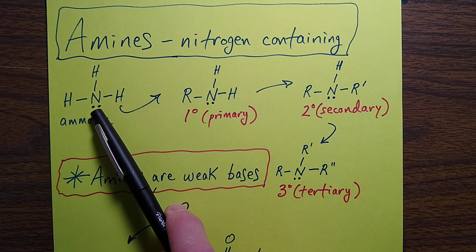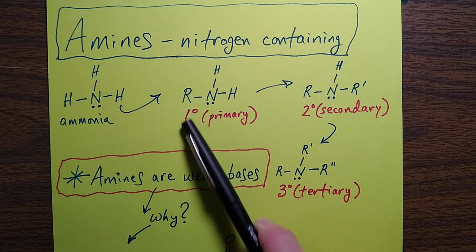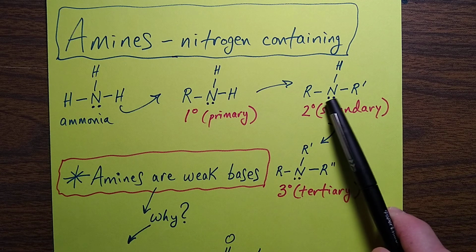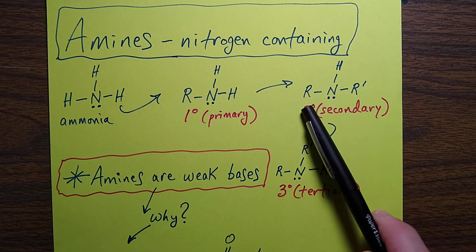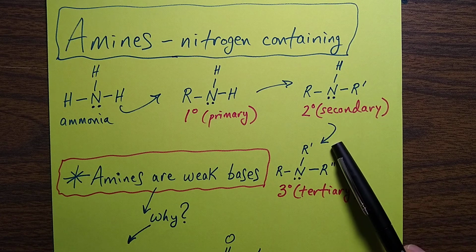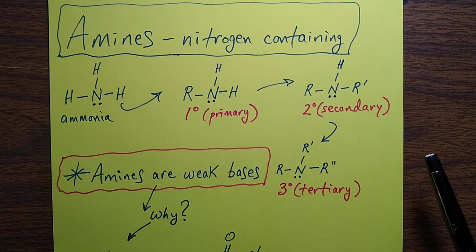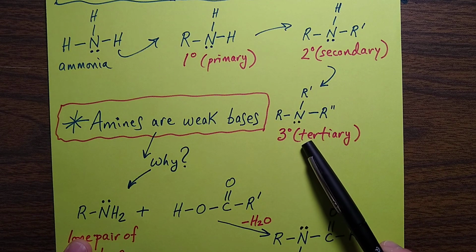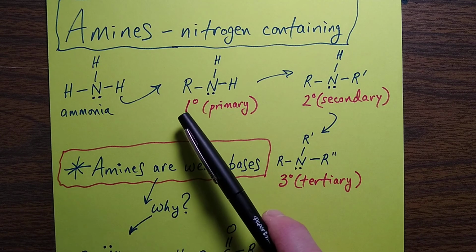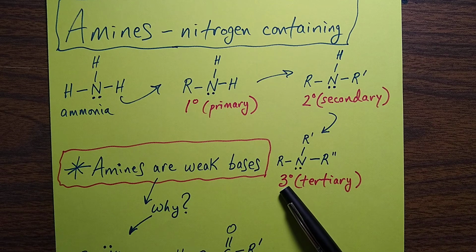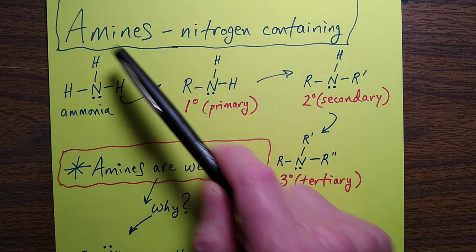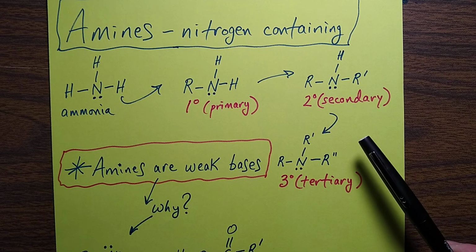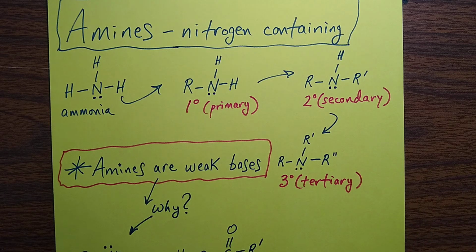And you can have 3 types of amines. You can have an amine that has 1 carbon on it, which we call a primary. You can have an amine that has 2 carbon groups attached. That's a secondary, called a secondary amine. And you can have a tertiary amine. Notice how we classify primary, secondary, and tertiary for amines is slightly different than how we classified them for alcohols.